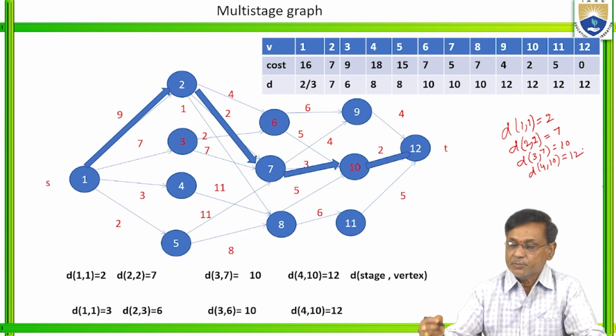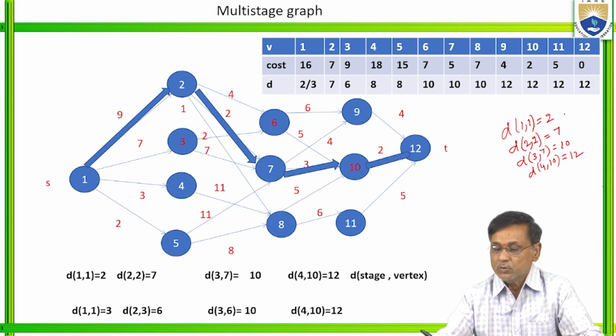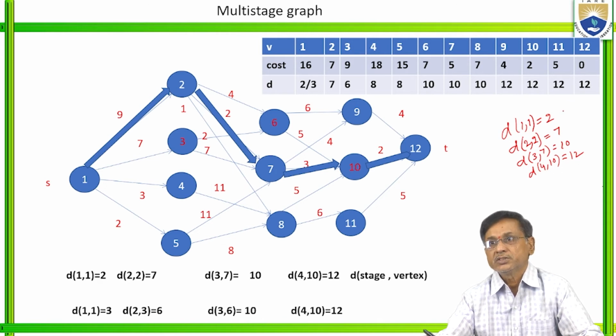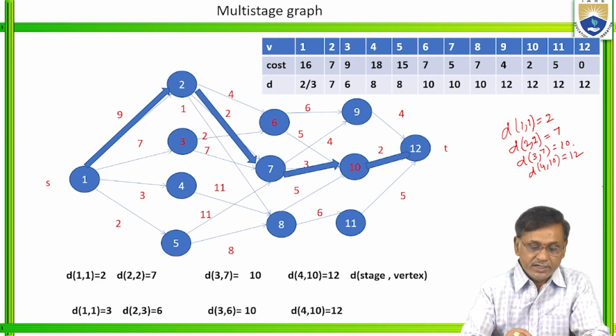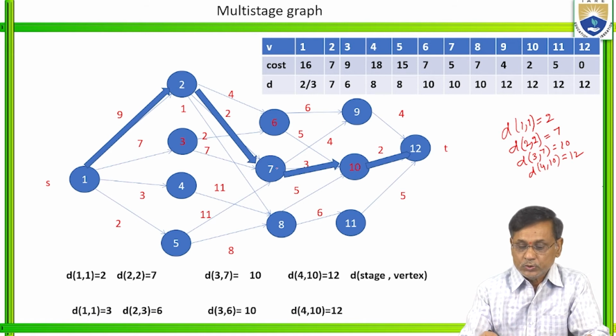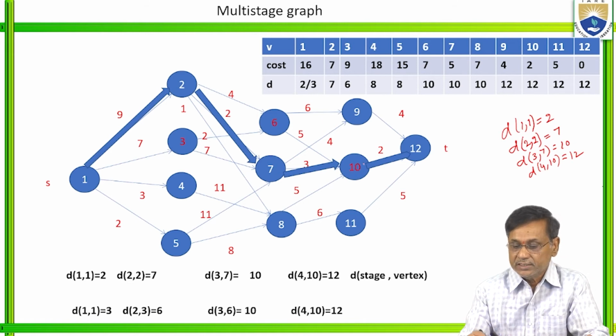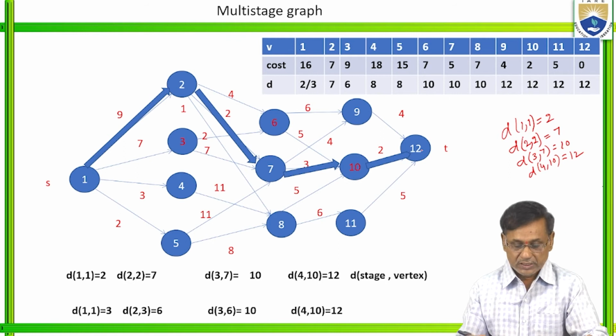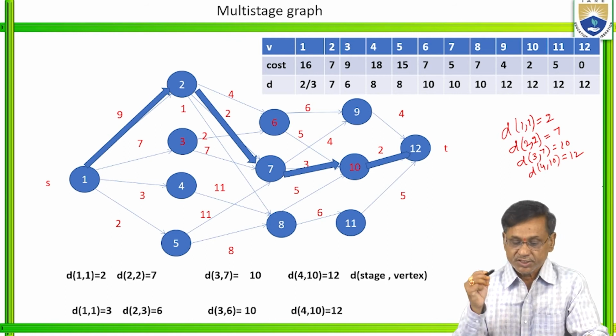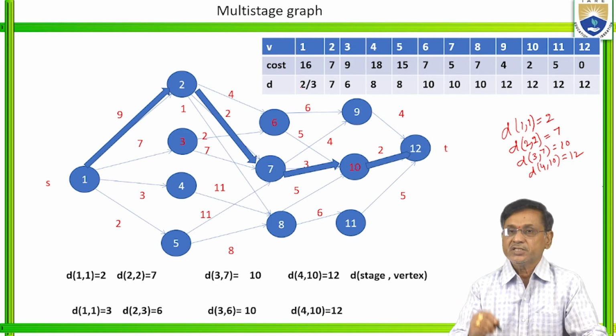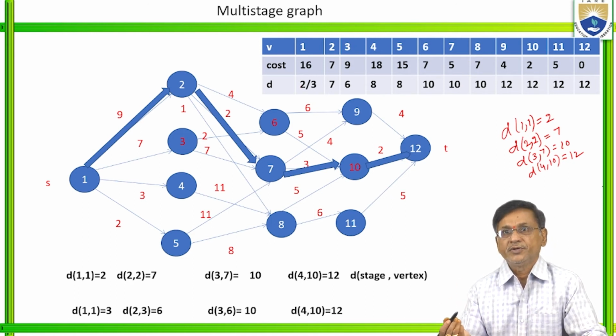So now what is the path? The path is 1 to 2, 2 to 7, 7 to 10, 10 to 12. So this is the path. Here highlighted 1 to 2, 2 to 7, 7 to 10, 10 to 12, and the total cost is 16 because we considered the 2 first. If you consider the 3, again we have to find out the path.